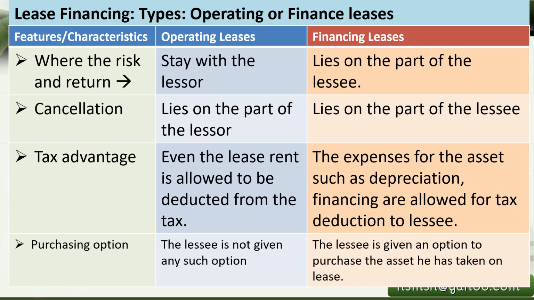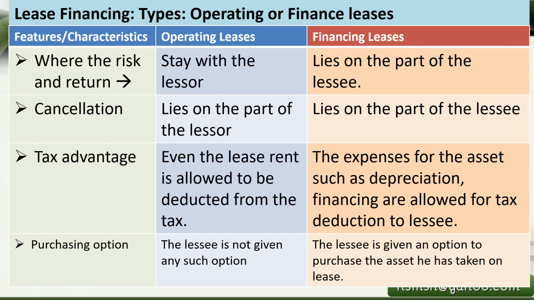Where do the risk and return lie? Under operating leases, they stay with the lessor, but in financing leases, they stay with the lessee. And cancellation of the contract lies on the part of the lessor, so he can cancel any time. For financing leases, it lies on the part of the lessee, and he can cancel them.